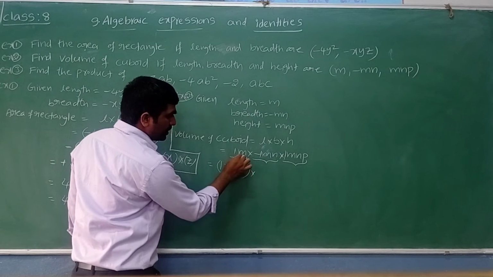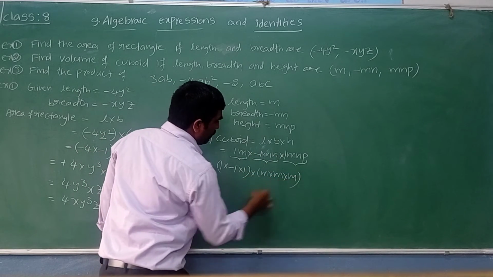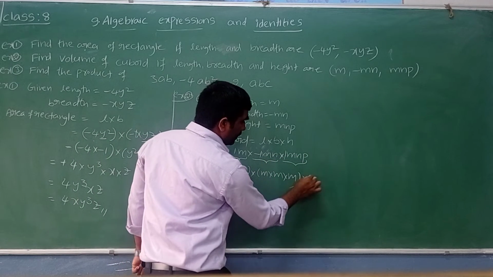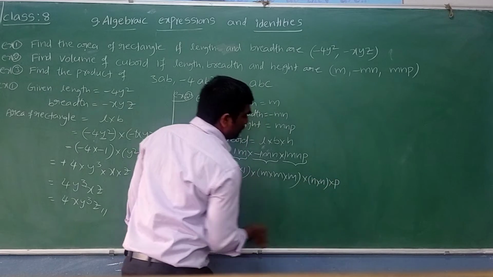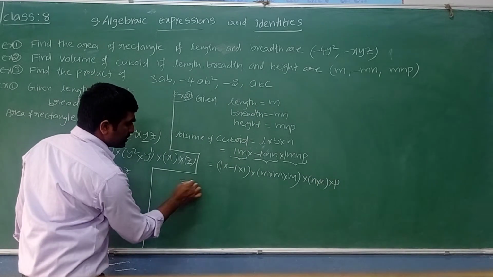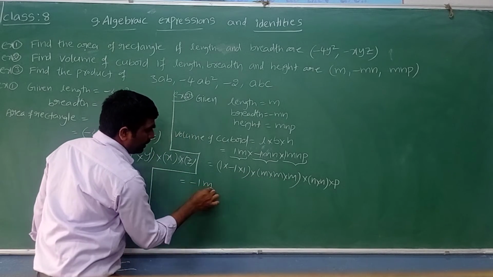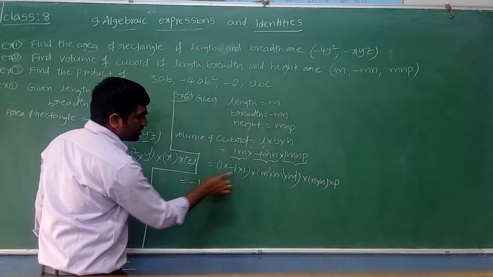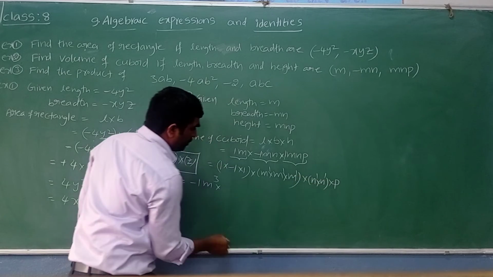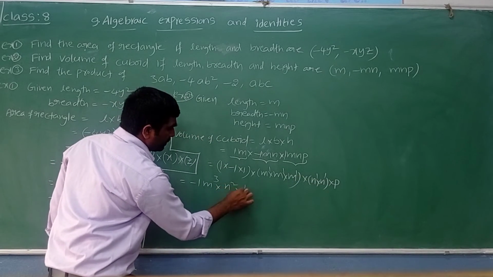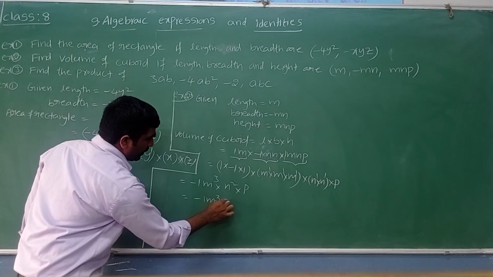Then multiply same variables: m into m, and n into n. Any remaining terms are left as they are, that is allowed. So we can write minus 1 into 1 into 1, m into m, and the resulting power is the sum of the powers, 1 plus 1 is 2, into n power 1 into n power 1 together n square, into p. So the final answer is minus 1 m square n square p.